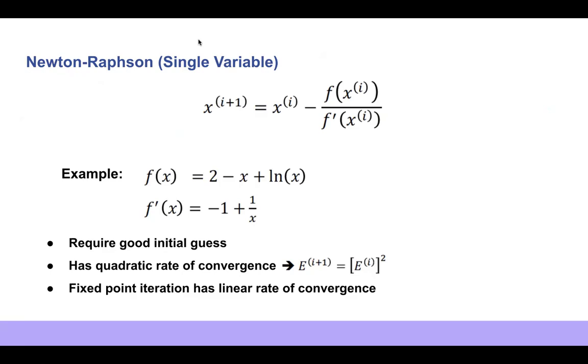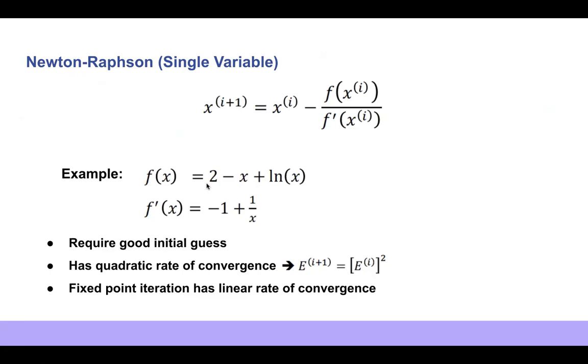Yeah, okay, thank you. So here, if you have an equation f of x, how do you find the next x value? Here you have taken f of x to be equal to 2 minus x plus ln x. Then you have to calculate the derivative also, because the Newton-Raphson equation is: the new x value is the first x value minus the function value at this x value divided by the derivative of the function at this x value.